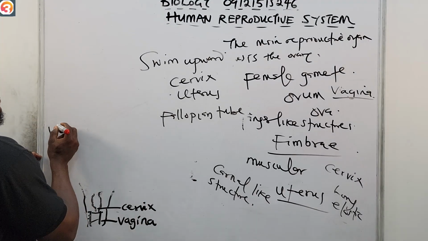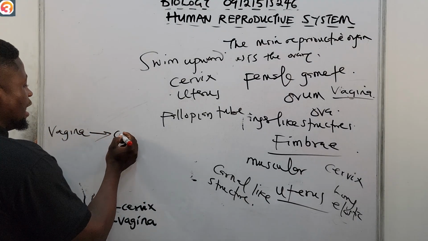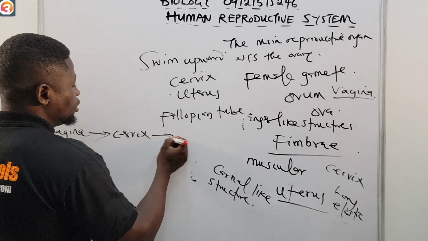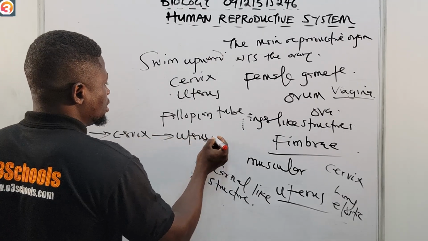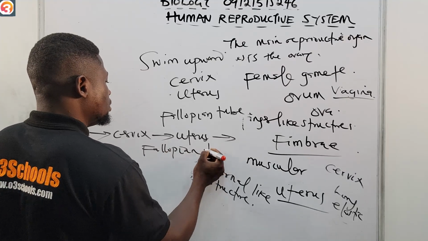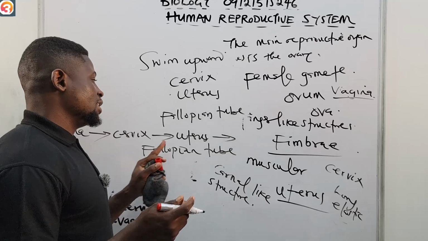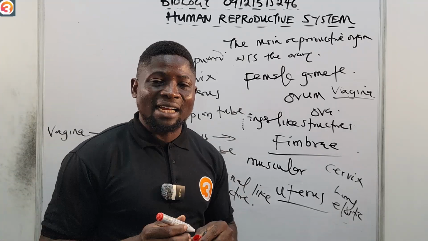So the order will be what? From the vagina to the cervix, then to the uterus, then to the fallopian tube. Okay, from the vagina to the cervix, to the uterus, then to the fallopian tube.